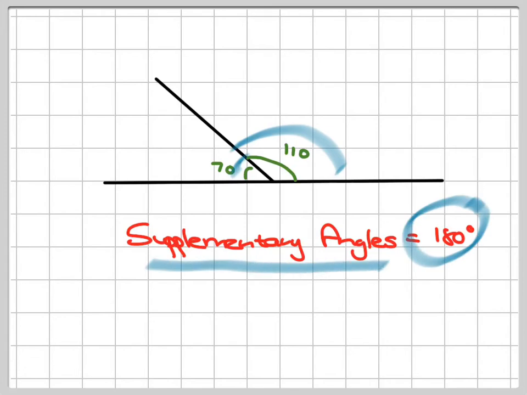Okay, so in the next lecture we're going to look at other angles which are formed by intersecting lines. Today you learnt about adjacent angles, and those are angles which are next to one another.